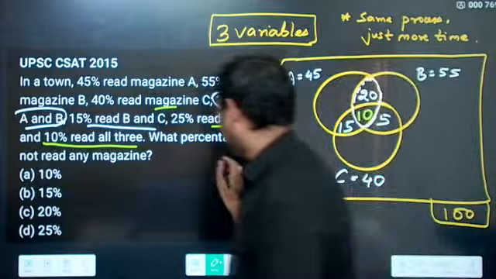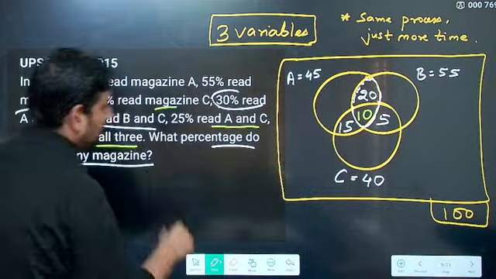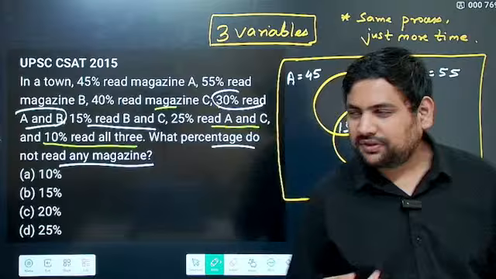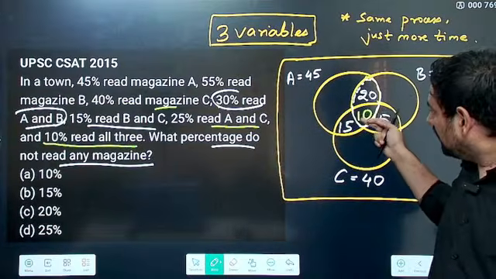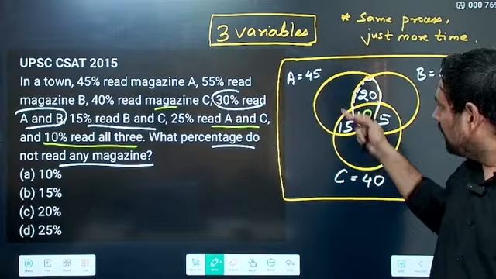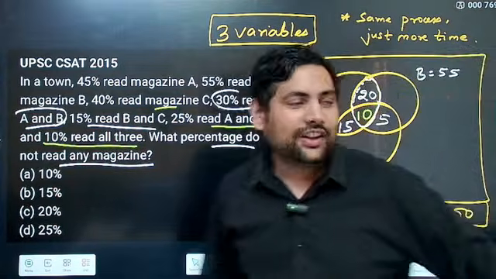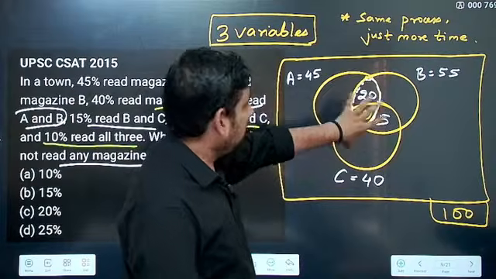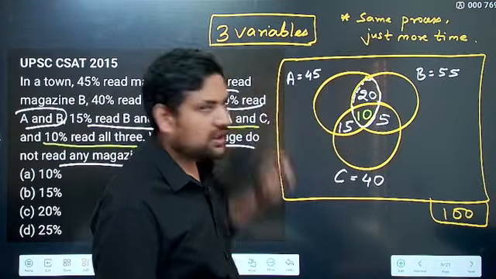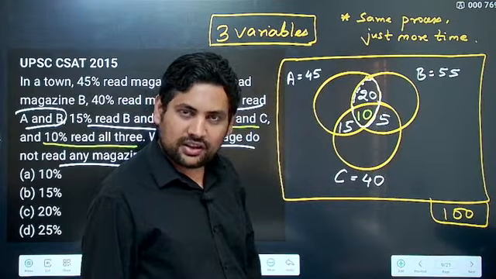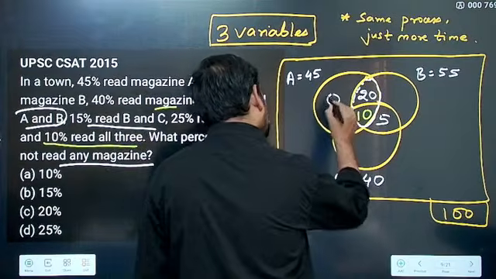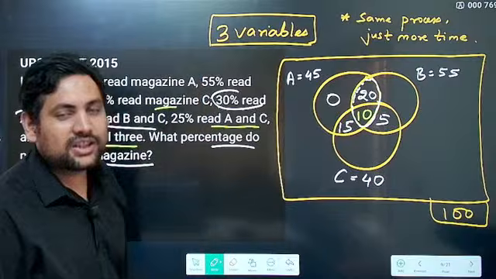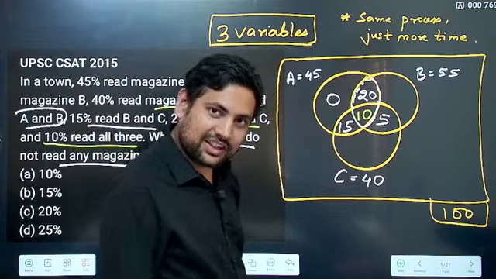Now it is asking you what percentage do not read any magazine. For this, you need to find more figures. So now see, 20 plus 10, 30. 30 plus 15, 45. This whole circle represented 45. Now 45 is already taken. So this is actually 0. Does not matter. Don't be scared. It's fine. It comes out like this.